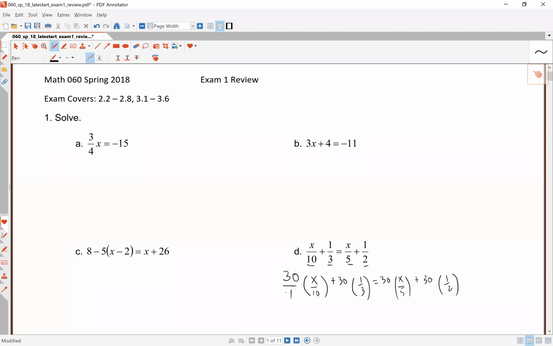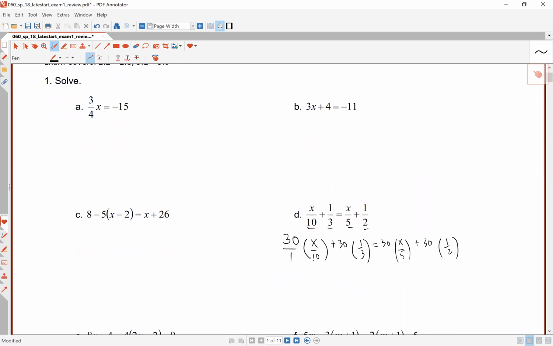In multiplying 30 times x over 10, the 10 goes into 30 3 times and you get 3x. The 3 goes into 30 10 times and you get 10 times 1 is 10. Then the 5 goes into 30 and it gives you 6, leaves you with 6x. The 2 goes into 30, which is 10 times, and 10 times 1 is 10.